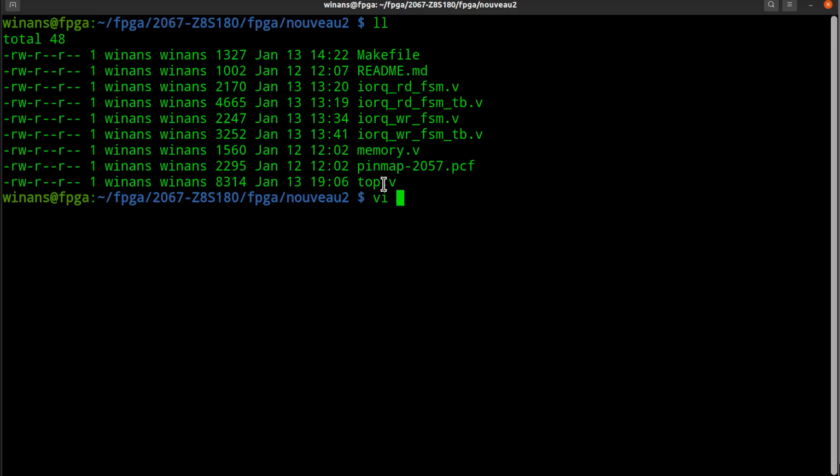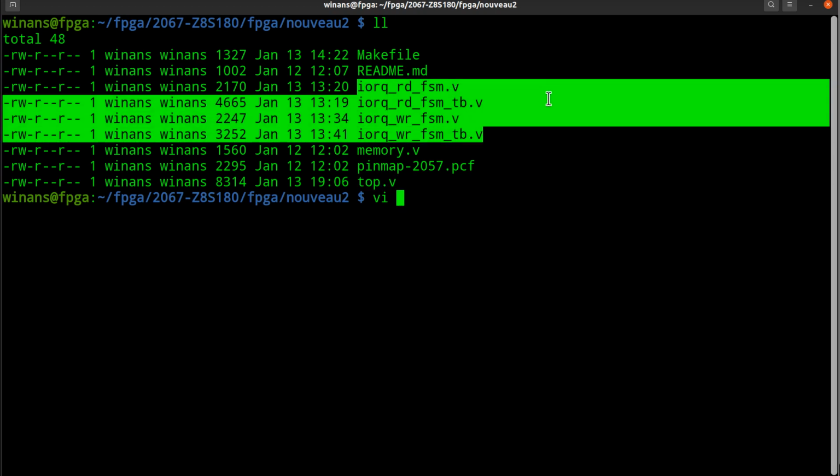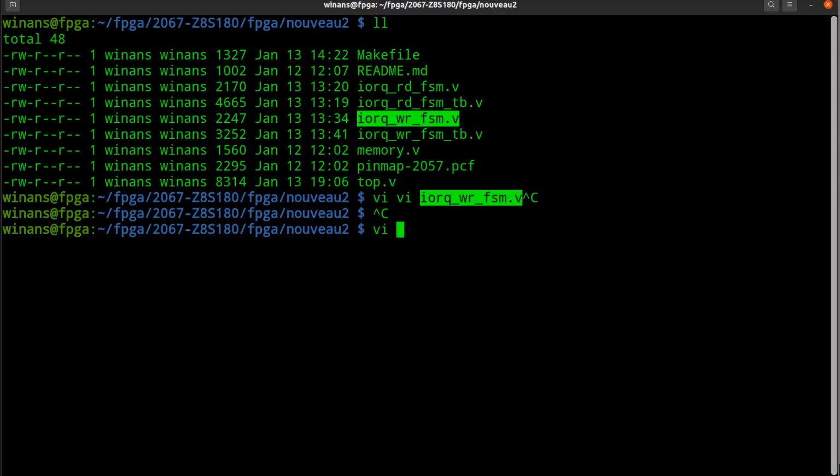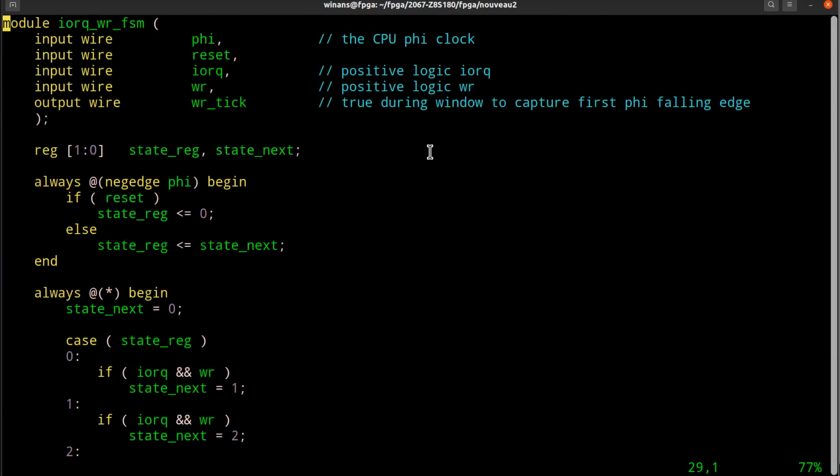And what I've done is I modified the top level file, and I've added these finite state machine files, and I've got these test benches in here. So the easiest one to understand, in my opinion, is the write. These are two slight variations of what's going on here. This one's a bit more straightforward. So let's start with this one and see what's going on.